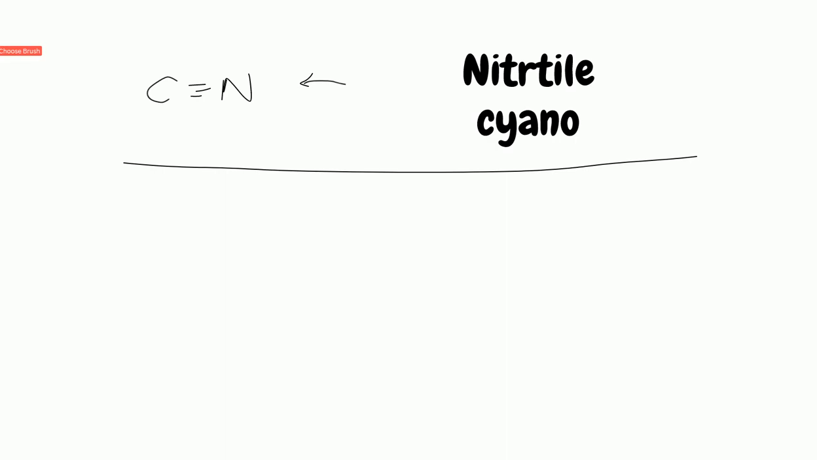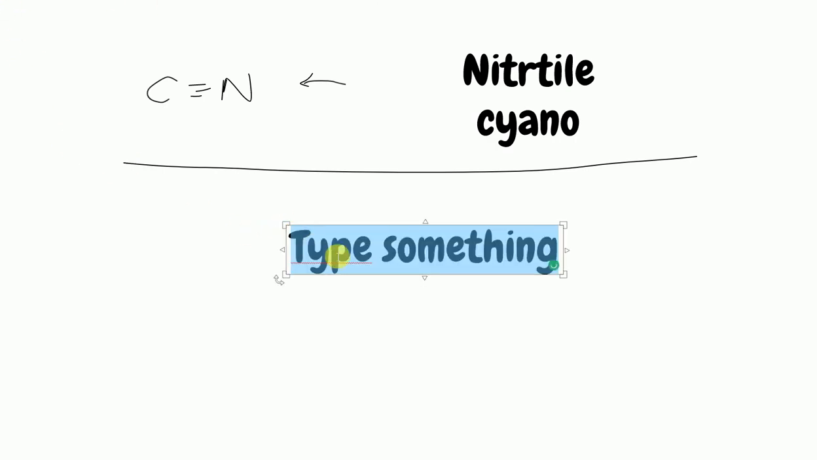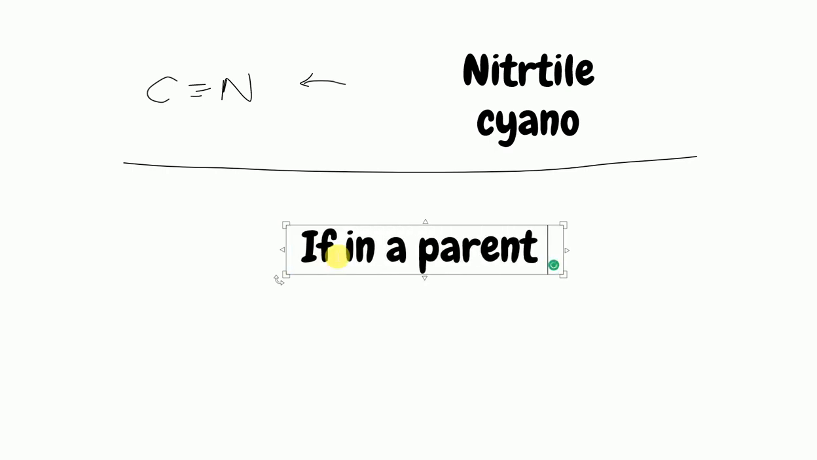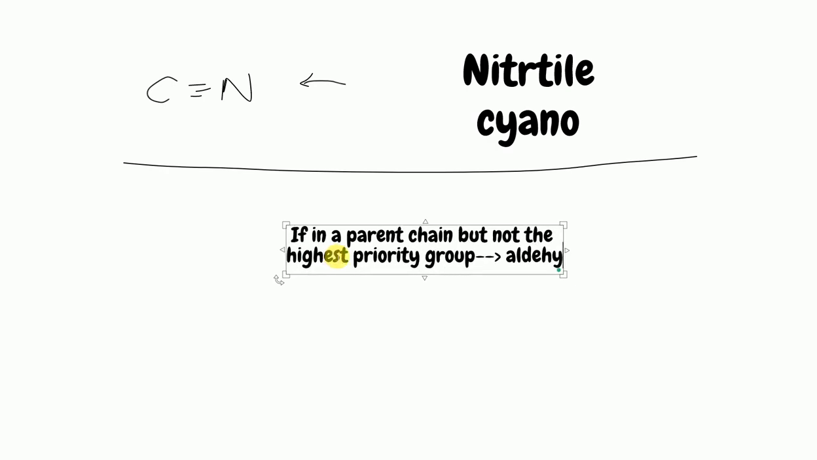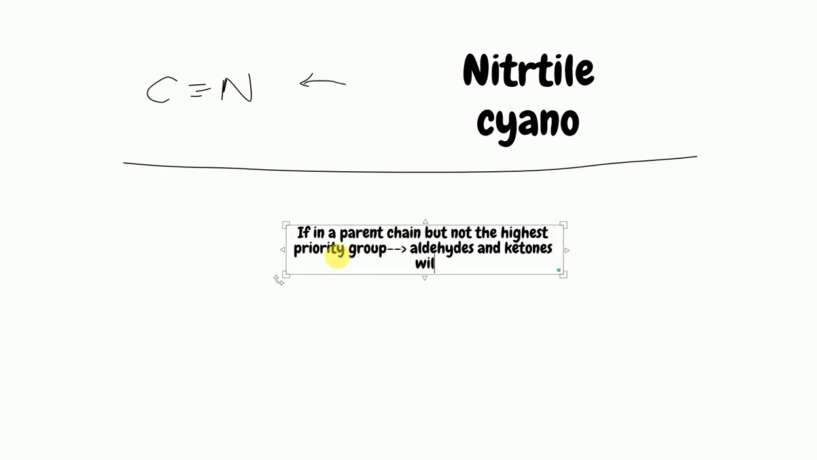And then when an aldehyde is a substituent, it is referred to as formyl. Okay, so if it's in the parent but not the highest priority, it's oxo. Okay, so that's that rule.